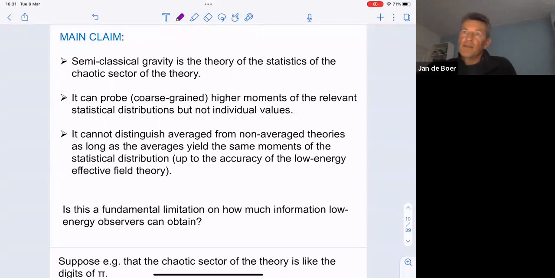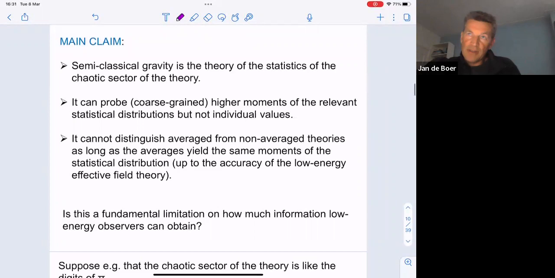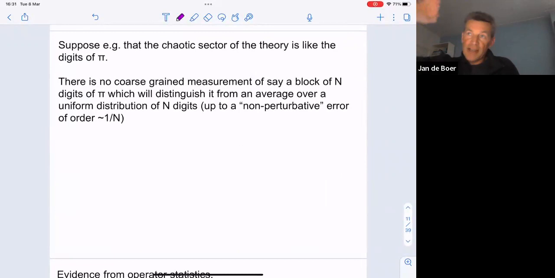Again, I emphasize that everything I'm saying has nothing to do with averaging per se. It applies to a single theory. You could, for example, imagine that the chaotic sector of the theory, the high energy sector, has an energy spectrum that is a bit like the digits of pi. That's a very specific series of numbers. But if you do any coarse-grained measurement of large numbers of digits of pi, you will never be able to figure out that these were not drawn from a random probability distribution.